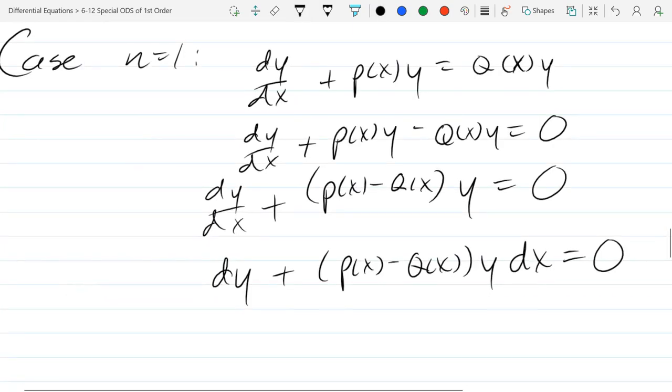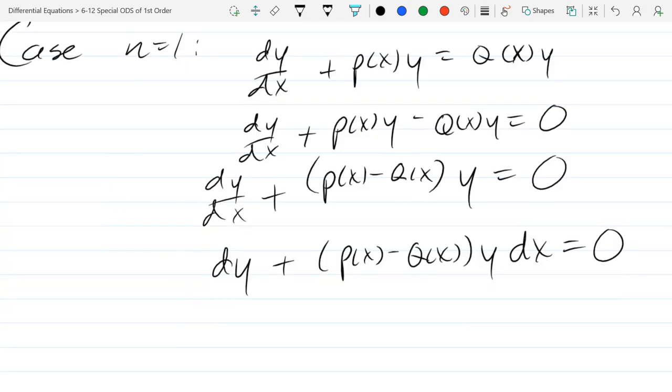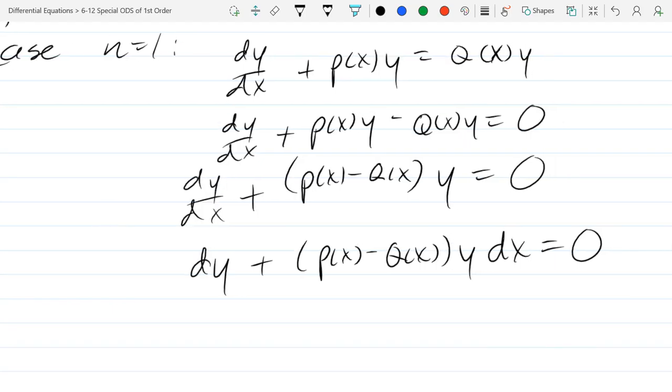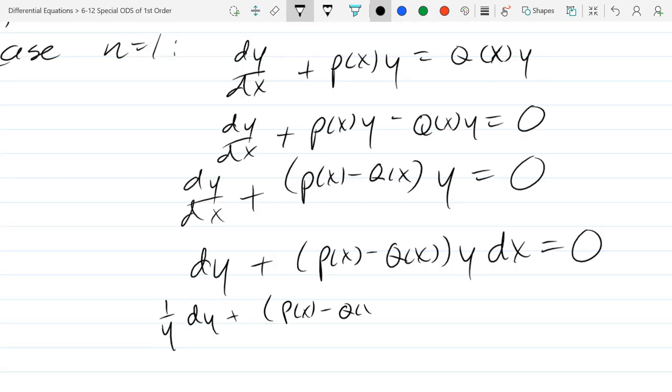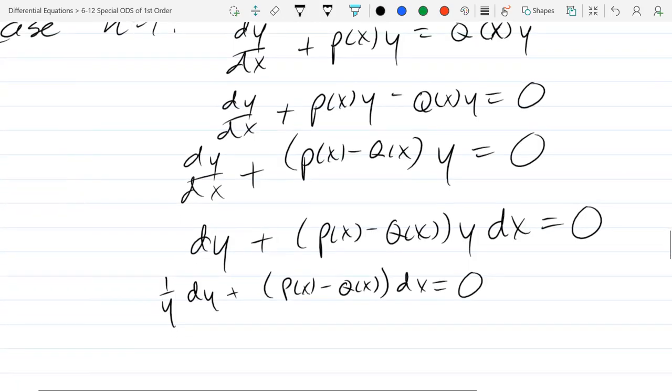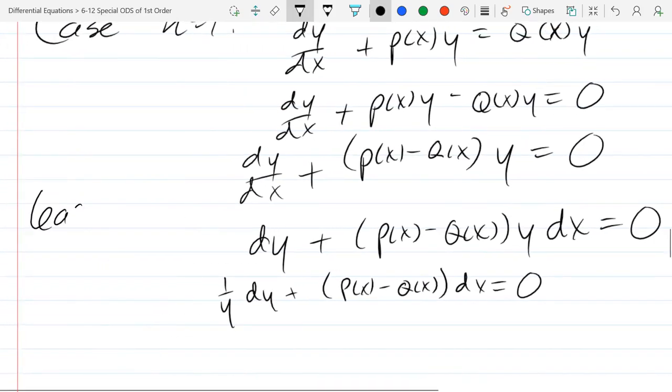How can I solve this? What type of an ODE do we actually have? I think there's only five or six types that we've done so far. Is it separable? What do we have to do to separate? Divide by y. So we got almost all x right next to the dx, and we just got to get the y out. So here we go, 1 over y dy plus whatever. The only important thing, the p minus q, those had to be functions of x, or else it wasn't going to be separable. If there's any y's in there, it would not be separable. So case n equals 1 leads to separable.